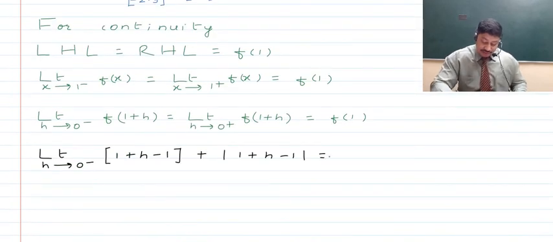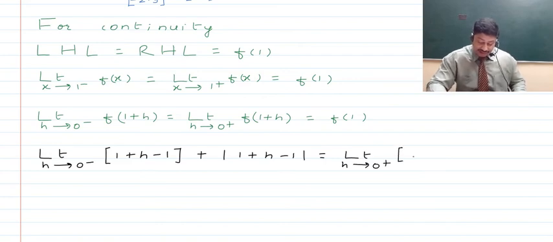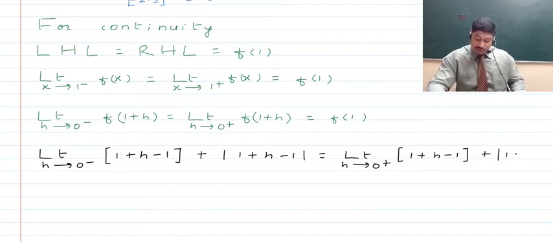Now similarly we'll talk about the right hand limit, that is limit h tends to 0 plus, you have greatest integer of 1 plus h minus 1. It will be written in the same way, although h here is infinitesimally small and positive. And to that you've got to add the absolute value of 1 plus h minus 1, right?